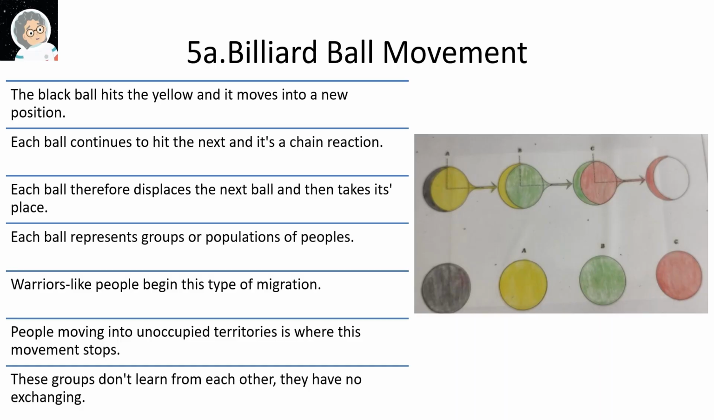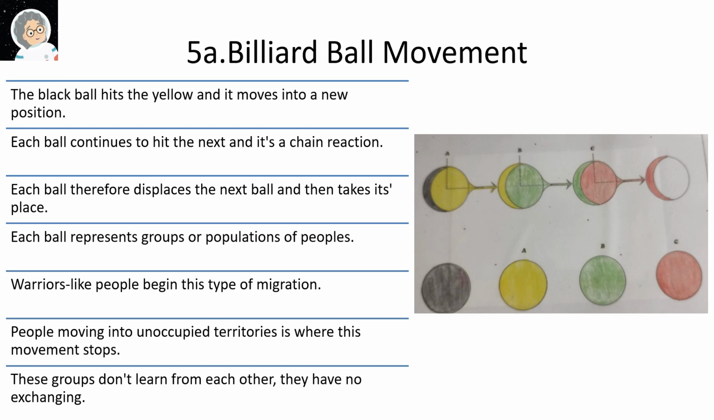5A. Billiard ball movement. The black ball hits the yellow and it moves into a new position. Each ball continues to hit the next and it's a chain reaction. Each ball therefore displaces the next ball and then takes its place. Each ball represents groups or populations of peoples.